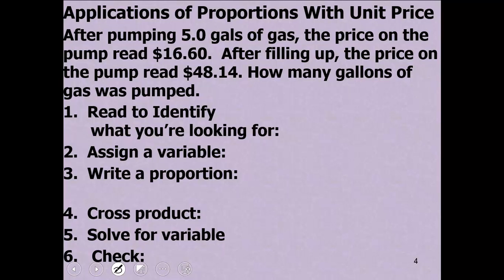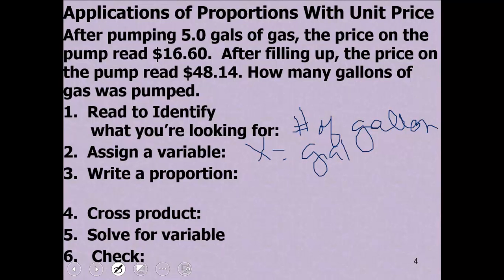All right, so again, we're going to read to identify. What am I looking for? I'm looking for number of gallons. So that's what X is going to be. X will equal gallons. And then we're going to write a proportion. Let's use our unit pricing. We have $16.60 divided by 5 has to equal, we don't know how many gallons, so gallons goes down here, and then we paid $48.14.